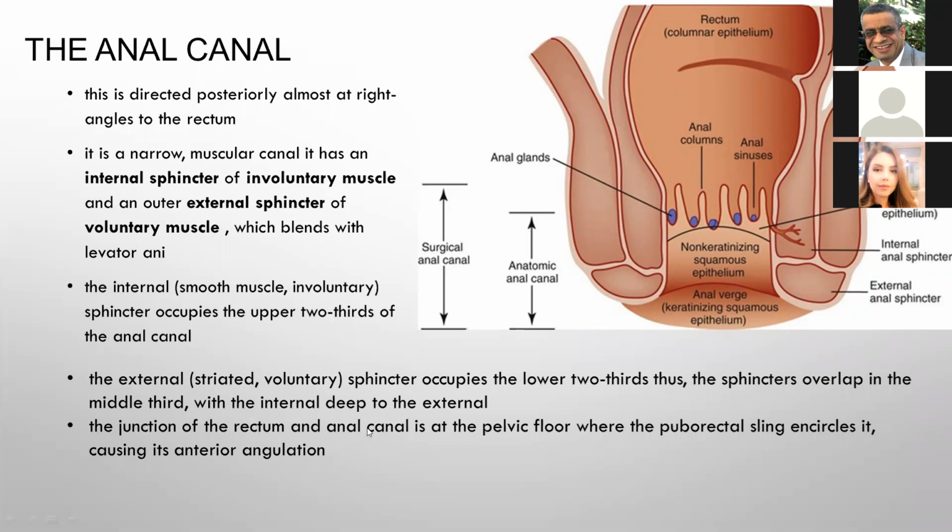The junction of the rectum and anal canal is at the pelvic floor, where the puborectal sling encircles it, causing its anterior angulation.